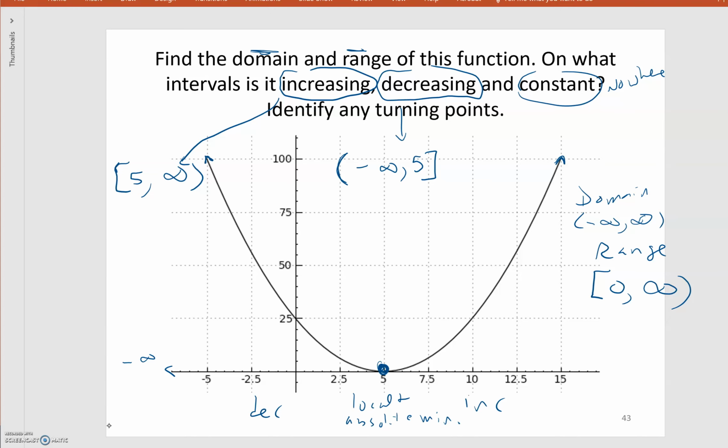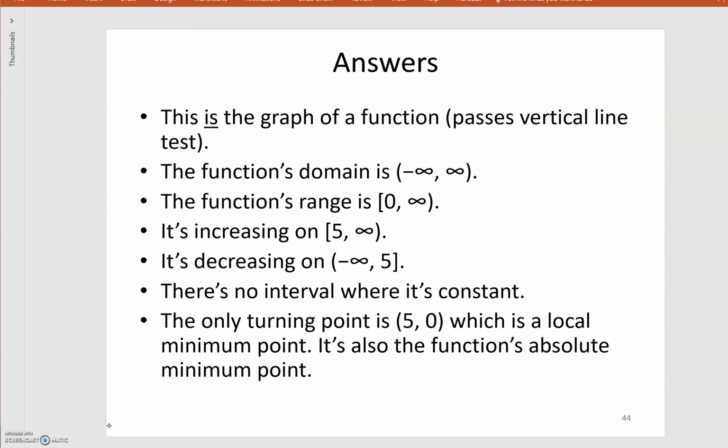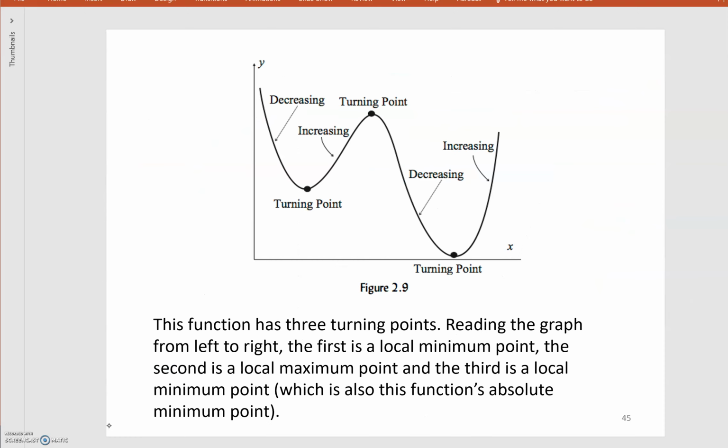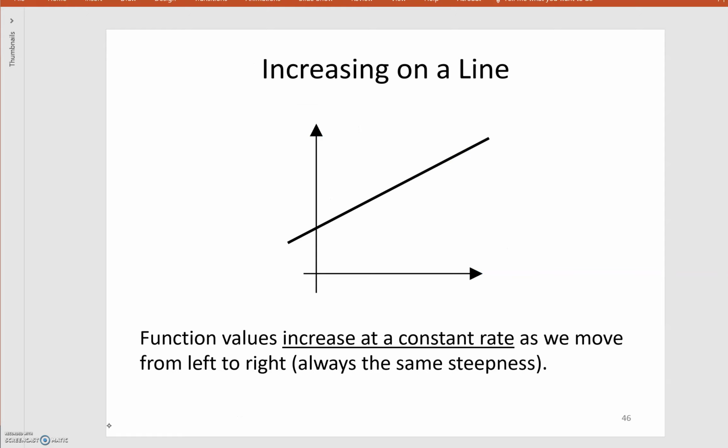All right. I've got some more examples here of increasing, decreasing, and turning points. I encourage you to take some time to look through these as you read through the notes.